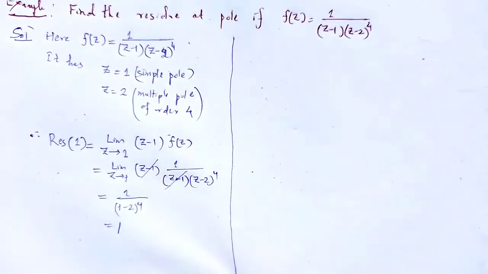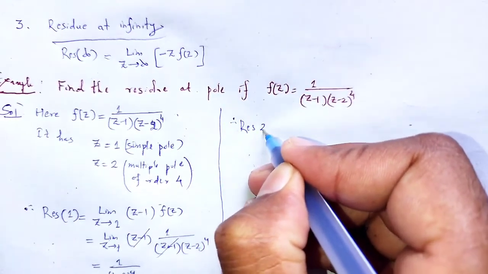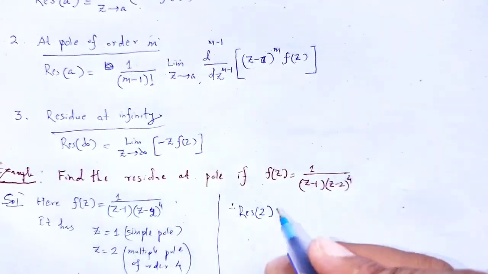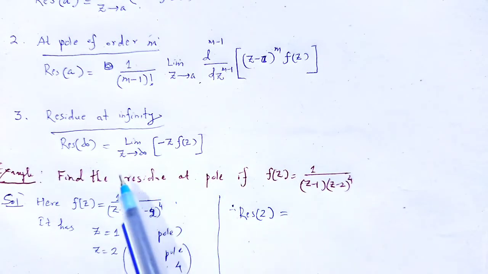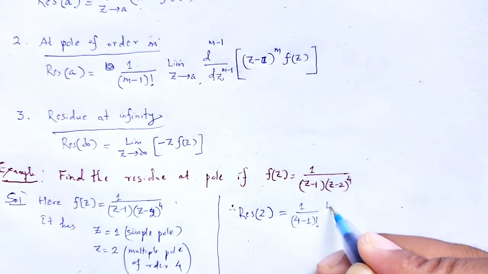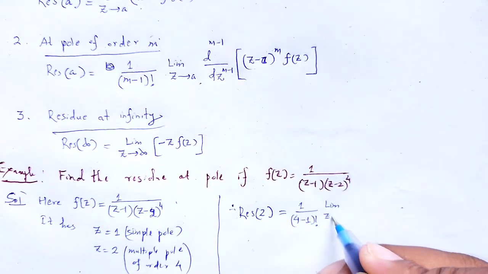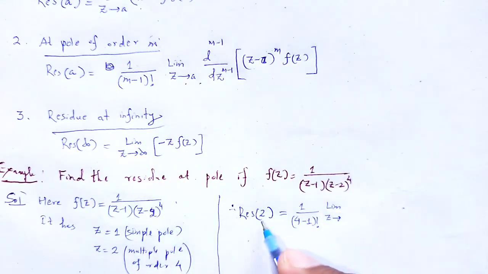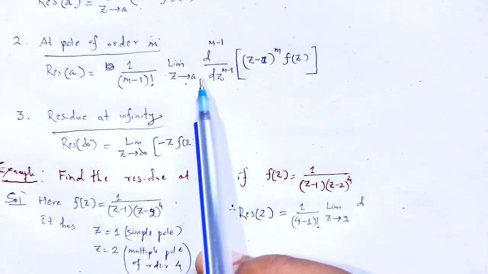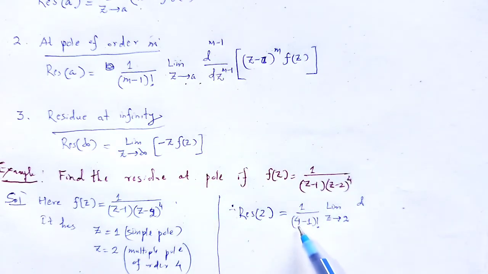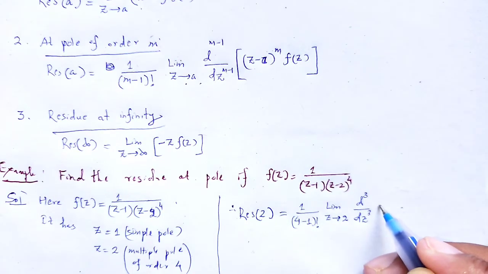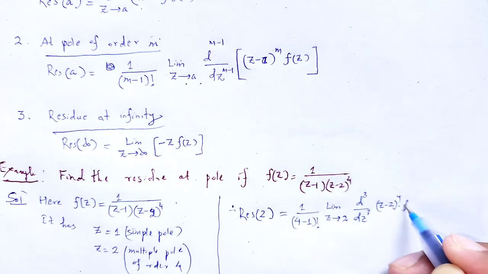Next, the residue at 2. It has a multiple pole of order 4, so that formula is used. According to that formula, the residue at 2 is calculated as 1 divided by (4 minus 1) factorial, times the limit as z tends to 2 of the derivative of order m minus 1. Here m is equal to 4, so 4 minus 1 is 3: d cubed by dz cubed of (z minus 2) to the power 4 times f of z.